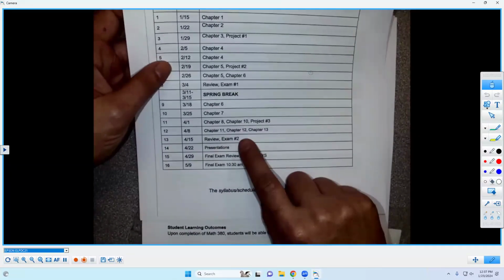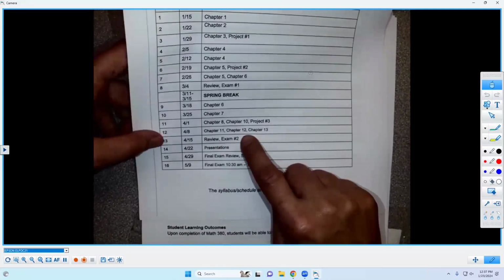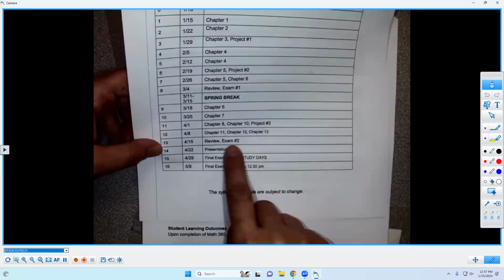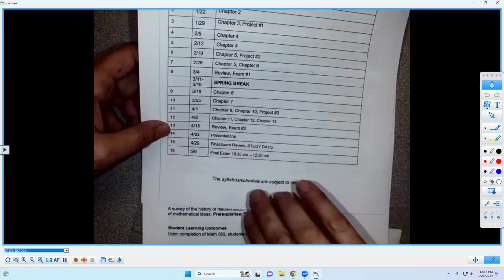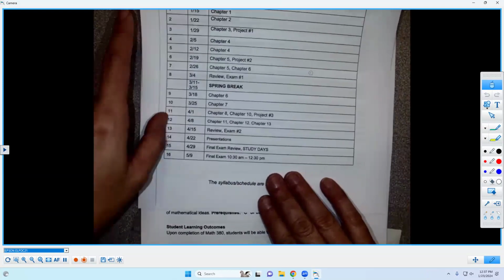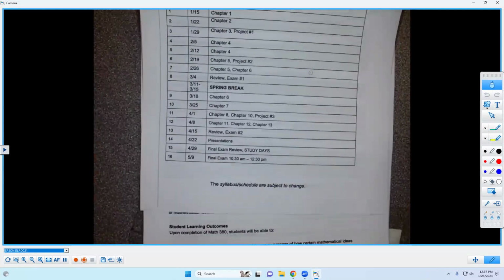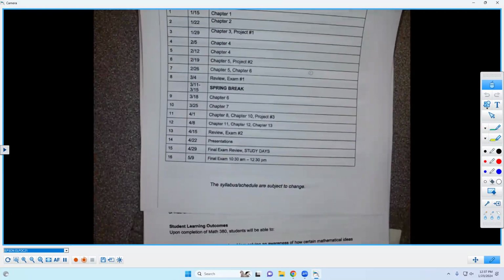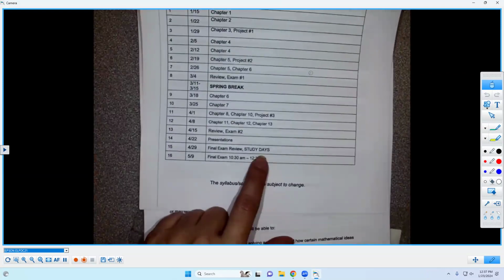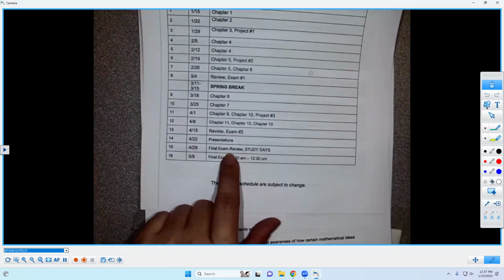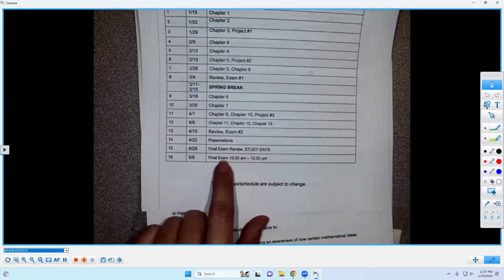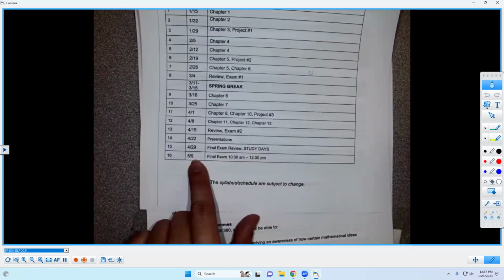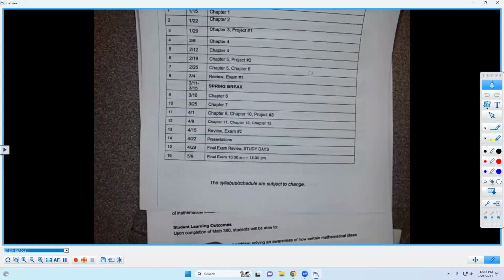I did bump this up so that we do the review and exam on week 13 and then presentations on 14, because usually people do exams on week 14. So if the exam ends up falling on the same day, I'm happy to move it forward or backward a day, whatever works best for everybody's schedule. On review week, we will meet on Tuesday for final exam review. We will not meet that Thursday because it's the study days. And then your final exam is on the 9th, which I think is Thursday from 10:30 to 12:30.